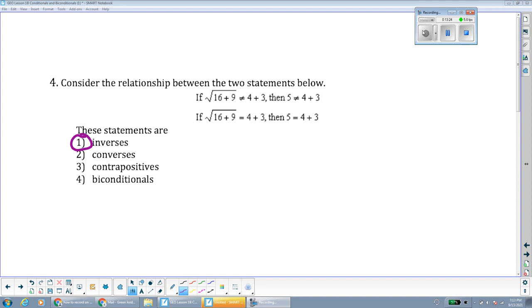Notice that the order of the premises and the conclusion didn't change. In the first conditional, the 16 plus 9 part is first, as it is in the second one, and the 5 equals 4 part is in the conclusion, just as it is in the second one. So the order didn't change. All that changed was that the premise was negated from the conditional to the second statement here. And this premise was also negated. This conclusion was also negated in the second statement here. Notice it says not equals in the first one, and then it changes to equals.